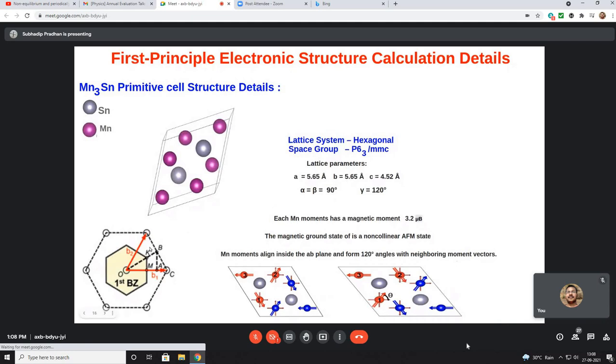Now this is the Brillouin zone. For this structure there is a 3D Brillouin zone. We have just taken a 2D cut of this Brillouin zone. So this is the first Brillouin zone. That's the gamma point, that's the M point, and that is the K point, and these b1 and b2 are the reciprocal vectors. And now, as I told before, for these two magnetic structures and for this particular structure, we have calculated the first principle electronic structure details.